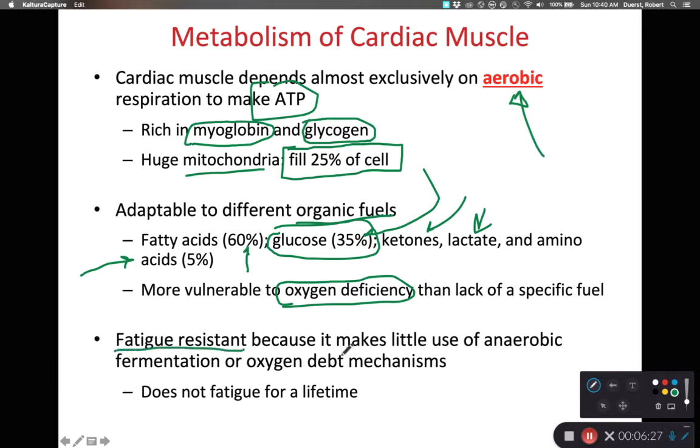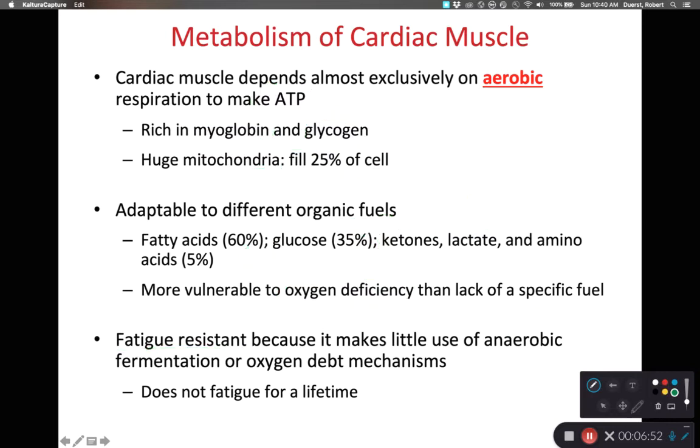Cardiomyocytes are very fatigue resistant because they make very little use of anaerobic fermentation. Part of that is because they store so much oxygen and extra fuel within their cells. And think about this: if your heart was prone to being fatigued, it would be unable to pump blood for your entire life. So we need these tissues to be very fatigue resistant.